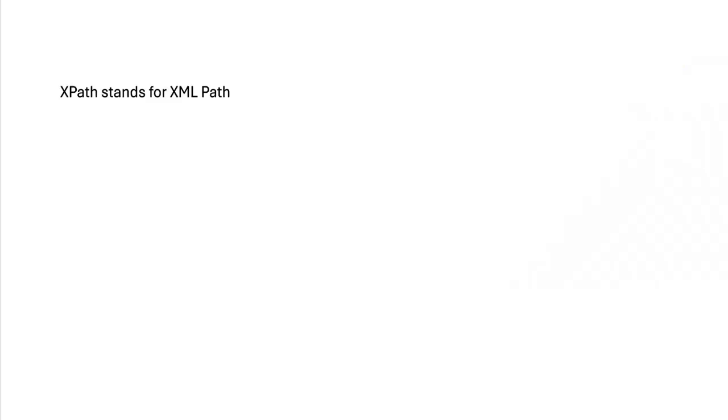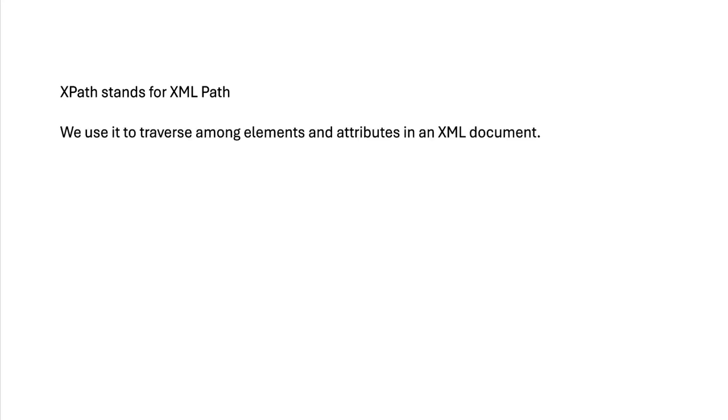XPath stands for XML path. The X is the abbreviation of XML. Basically, whatever DOM structure you see is in an XML format. We use it to traverse among elements and attributes in an XML document. To identify a particular element using this strategy, we traverse through the elements, and that is where it helps us identify a particular element on the web page.